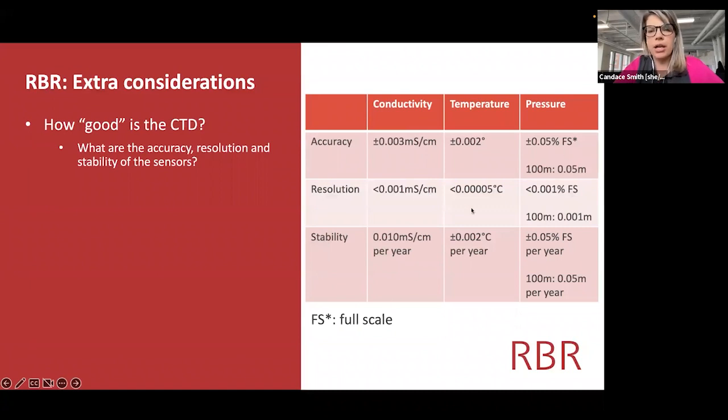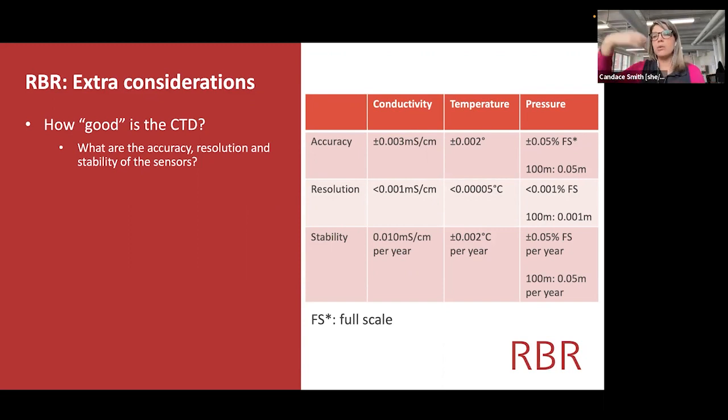most manufacturers talk about pressure as a full scale. So this means the calibration of the pressure sensor. I was earlier talking about a 100-meter pressure sensor, so I'm going to stick there. If you have a pressure sensor good to 100 meters, that means for this 0.05% that the accuracy is around 0.05 meters. So if the CTD is exactly at 100 meters, the CTD from RBR will give you a number somewhere between 99.95 and 100.05. So a very good accuracy to have that small of a change.